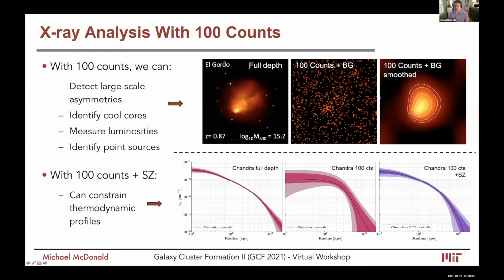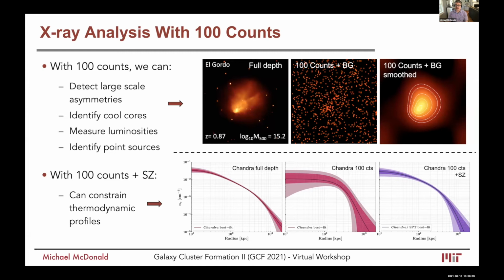And so again, this is Algordo. This is the data quality we are typically getting for our redshift 1 low mass clusters. And this is if you smooth that data in a clever way, and you can recover that this is an offset core, that it's dynamically active, and that's about it. So you get broad morphology, you can detect large scale asymmetries, not small scale sloshing. You can identify cool cores, you can measure luminosity, you can identify point sources. So there's lots of cool things you can still do with only 100 counts if you spend some time on it.